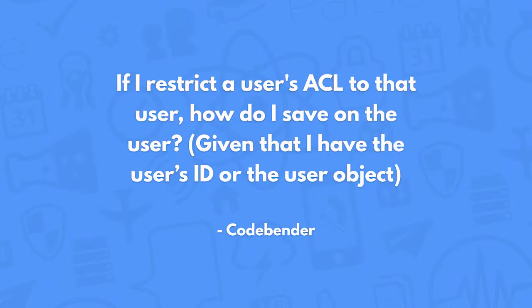If I restrict a user's ACL to just that user, how do I save on that user? The question here is assuming that the developer has the user ID or the user object. Grantland, can you answer that? Yeah, so if you have an ACL on a user and it's only to the user, that user can already save itself to Parse. If you want to save it as a different user or without a user, you can do it through Cloud Code and use the master key because that will override any ACLs that you have on the object.